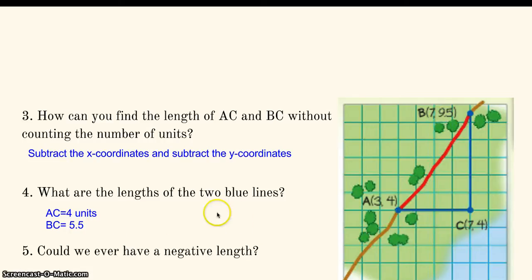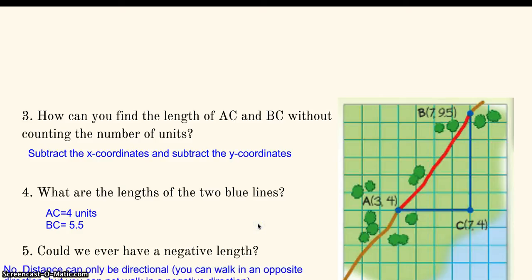Could we ever have a negative length? No. Distance can only be directional. So you can walk in an opposite direction, but you can never walk in a negative direction. For example, you can go 5.5 units to the right or 5.5 units to the left. But you can never walk, or in this case, he could never ride his bike, -5 units.